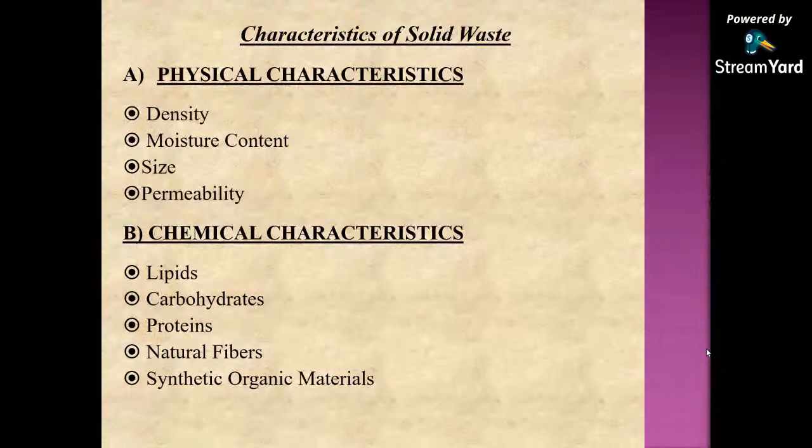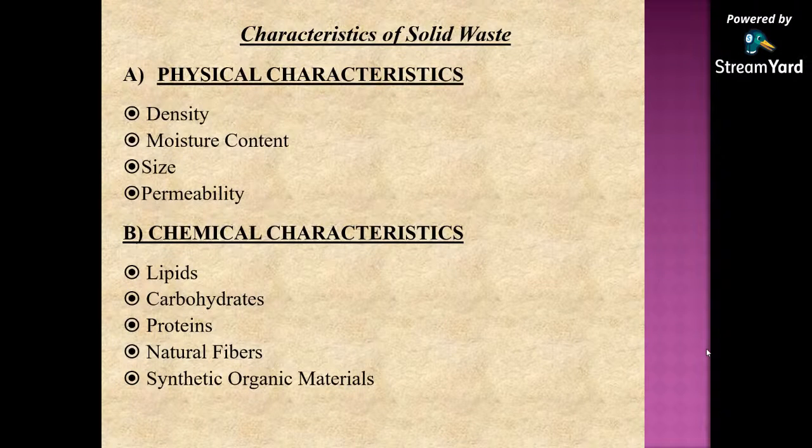So to determine the moisture content, there is a formula. Moisture content, in percentage, equals wet weight minus dry weight, divided by wet weight, into 100.